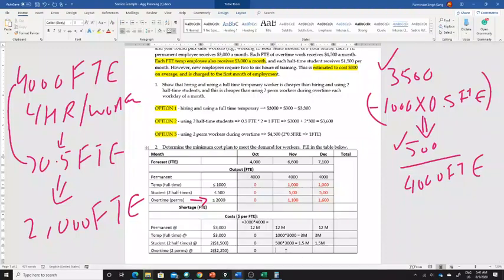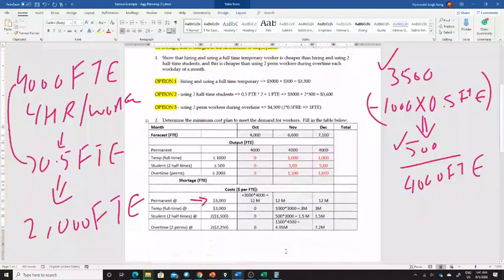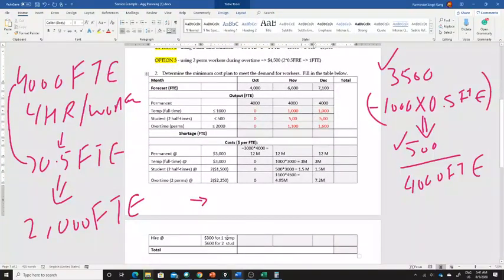You can use here, we have 1,100 workers, and we're paying them $4,500 per FTE, right? And that's going to come across $4.95 million. Similarly, if you use that for December, it will be around $7.2 million. Similarly, you can calculate the hiring costs, right? So always remember that you're hiring the students as well as the other full-time temporary workers. So consider this cost for both of those options, right?